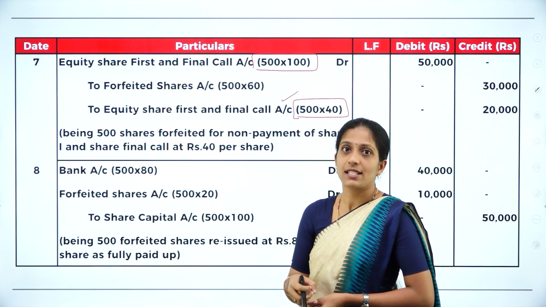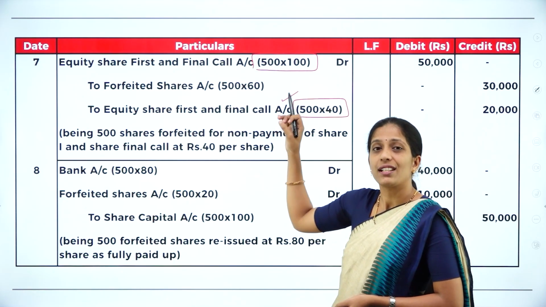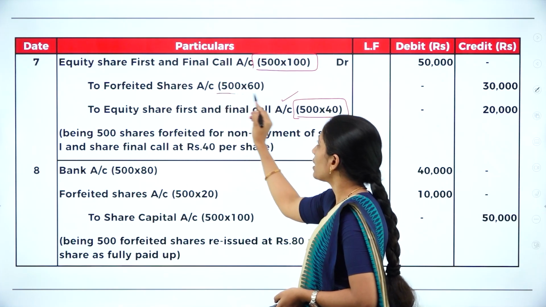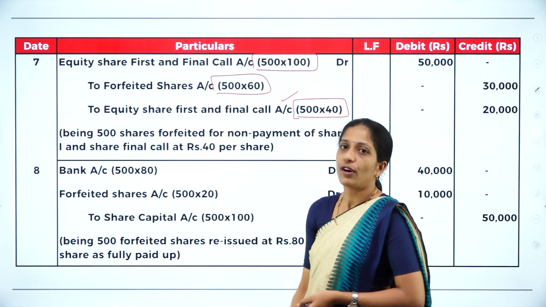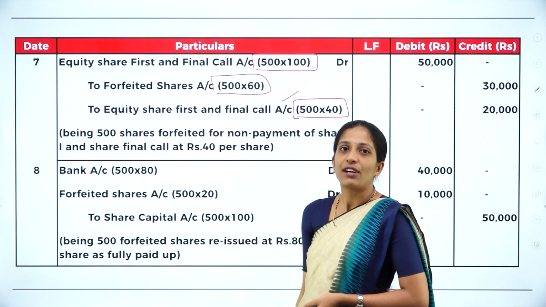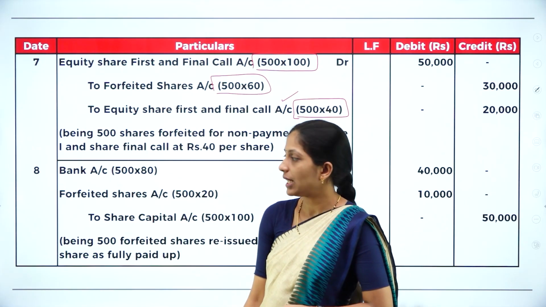How much we have received then? Out of 100 rupees, 40 rupees we have not received. Then how much we have received? 60 rupees we have received. So 500 into 60 goes for forfeited shares account. So hope you are clear with this. Being 500 shares forfeited for not paying first and final call money.